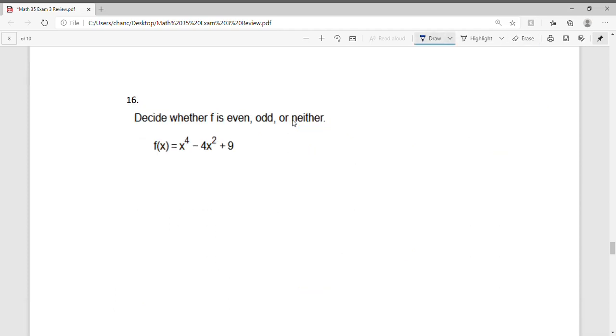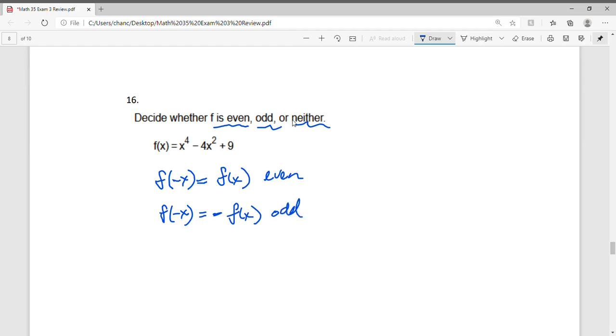Question 16. Decide whether f is even, odd, or neither. To find if some function is even, we have to replace x with -x, and we will end up with f of x back. That would define an even function. If I replace x with -x and I get negative f of x back, that can be considered an odd function. And if it's none of those cases, well, it's got to be neither. So let's try it out.